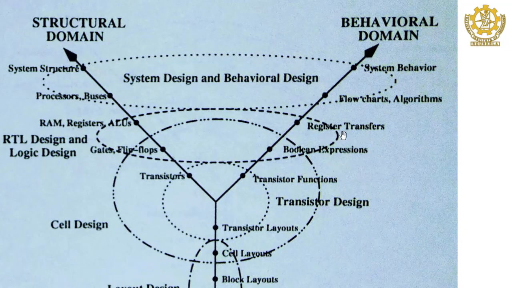That is why register transfer is written here, and in the structural module, that is achieved by using RAMs or registers or ALUs for data manipulation, right. And this further consists of the gates and flip flops. So, this is gate level design, okay. And gate levels are well defined by using Boolean expressions that you know. That is why this area in the Gajski Y chart constitutes the RTL design and logic design level, right.